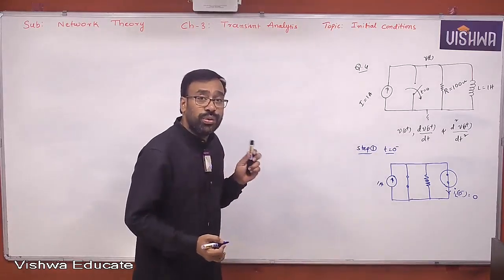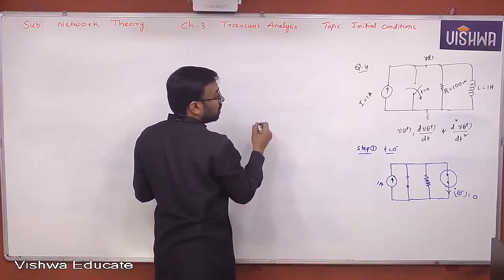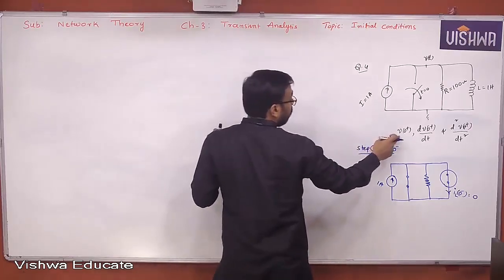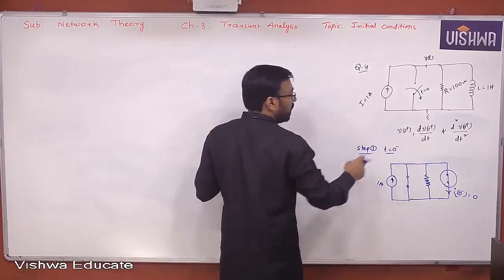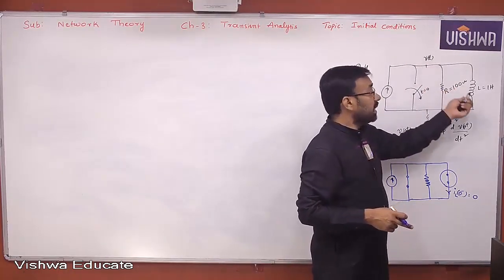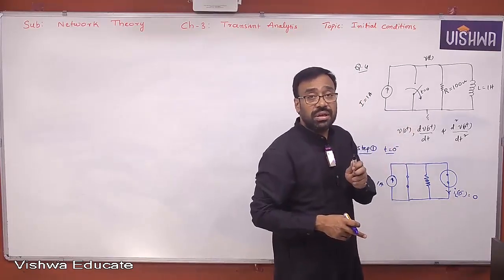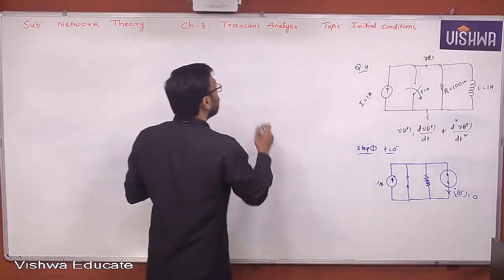You are going to use this particular information in step 2 because your objective here is V of 0 plus. What is V? V is the voltage across the resistor, or otherwise the voltage across the inductor. Other than voltage across capacitor, you have to go for step 2. That is why step 2.